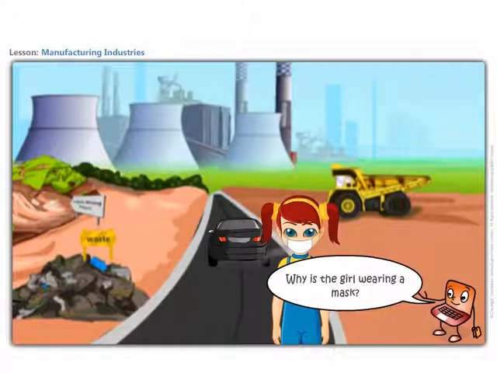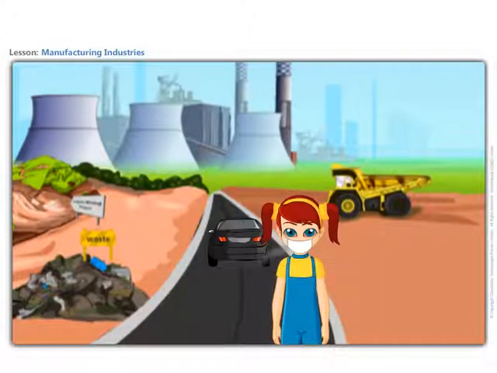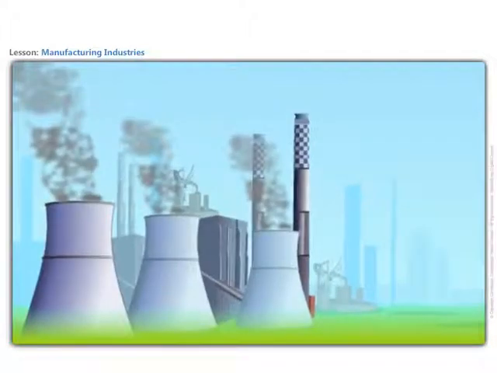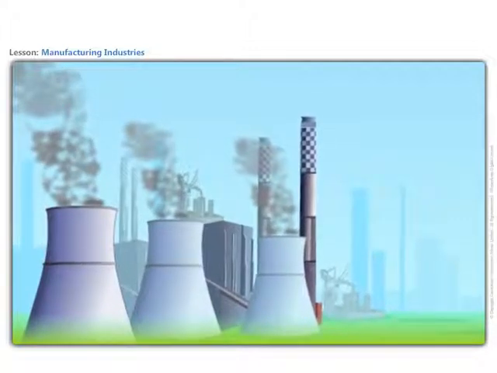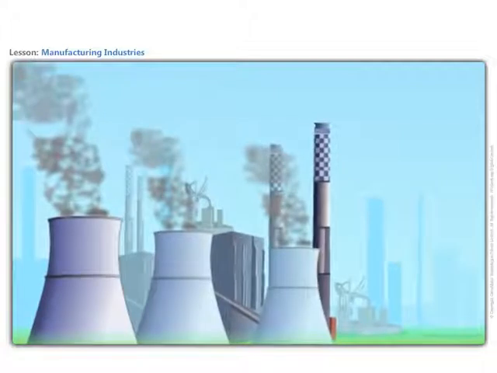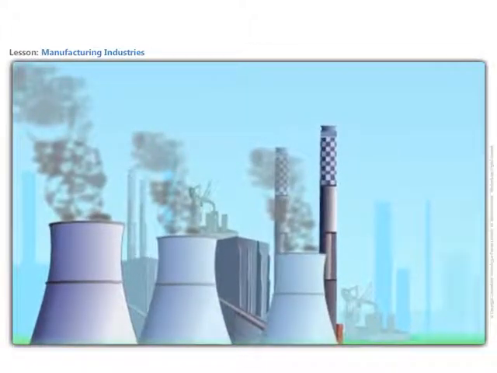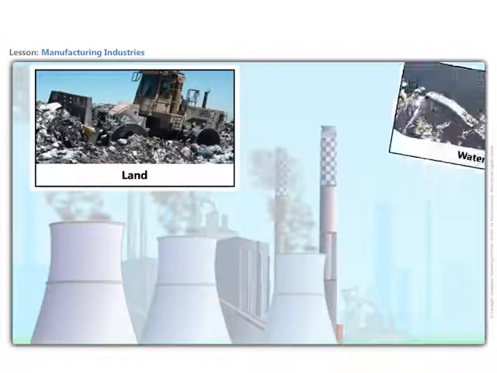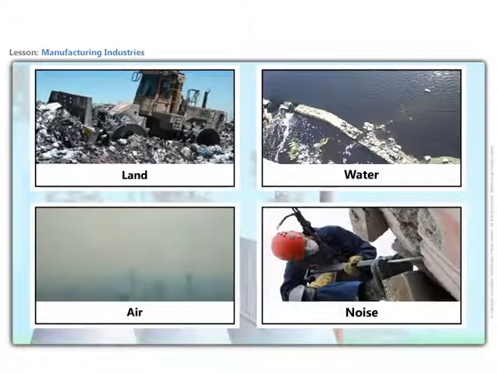Why is the girl wearing a mask? She is wearing the mask to escape from polluted air caused by the industry in her neighborhood. Although industries contribute towards development of a nation, they also cause significant degradation to the environment. The increase in pollution of land, water, air, noise due to industries and resulting degradation of environment cannot be overlooked.